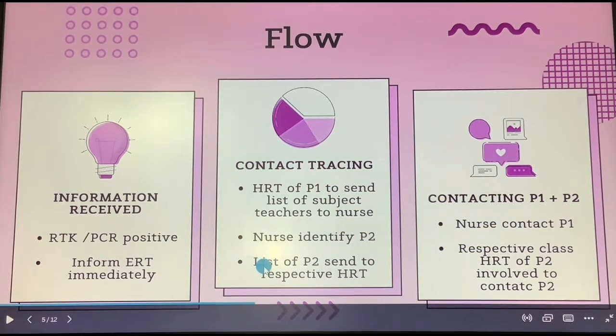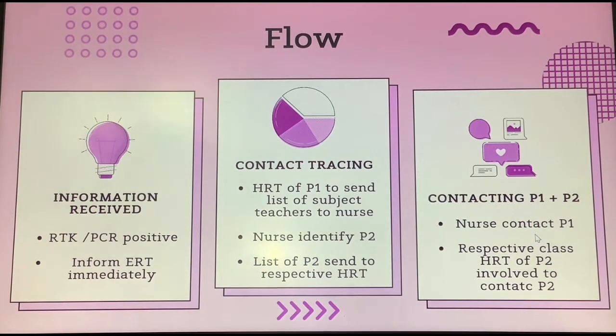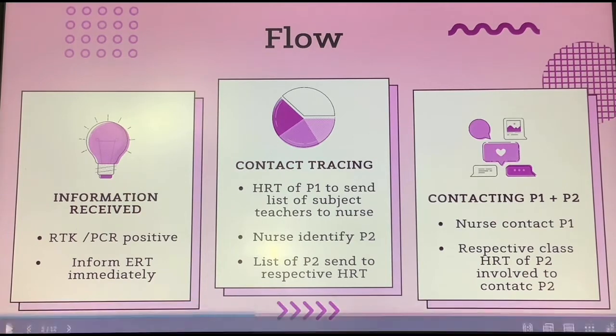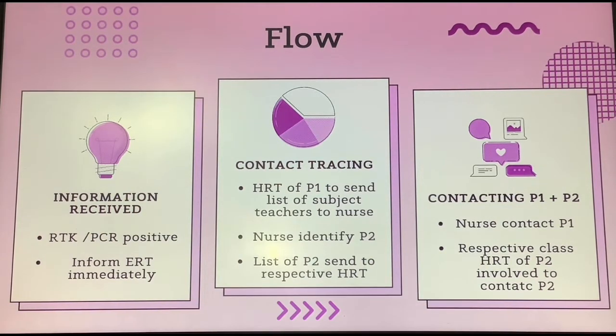Once we identify the P2 who are from a different class, we need to inform the respective HRT. The P1, which is the positive case, will be contacted by the nurse to the parents and everything explained. Then the HRT of the P2's class will contact the parents of P2. For example, Ali in 2 Edison is positive and he says he had close contact with Sarah from 2G. So the HRT of 2G will be notified by the nurse to call Sarah's parents.